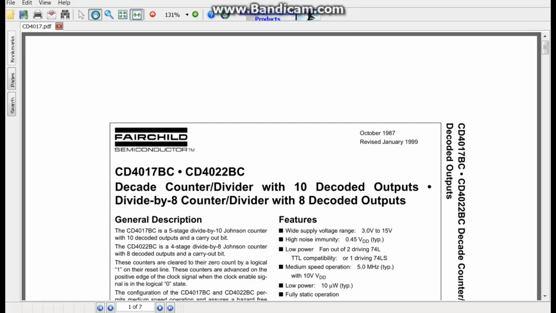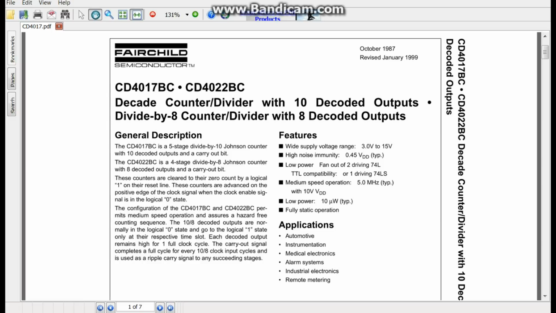All right, let's take a look here at the data sheet, and what we're talking about today is the CD4017B, which has the 10 outputs, not the 4022, which has the 8 outputs. So if we come down here and take a look at it, you can see it has a wide supply voltage range from 3 volts to 15 volts. I'm running it at 6 volts, so that's working pretty good. Now, it does have a very low power output. It can drive one TTL chip, but it works fine for LEDs. No problem at all.